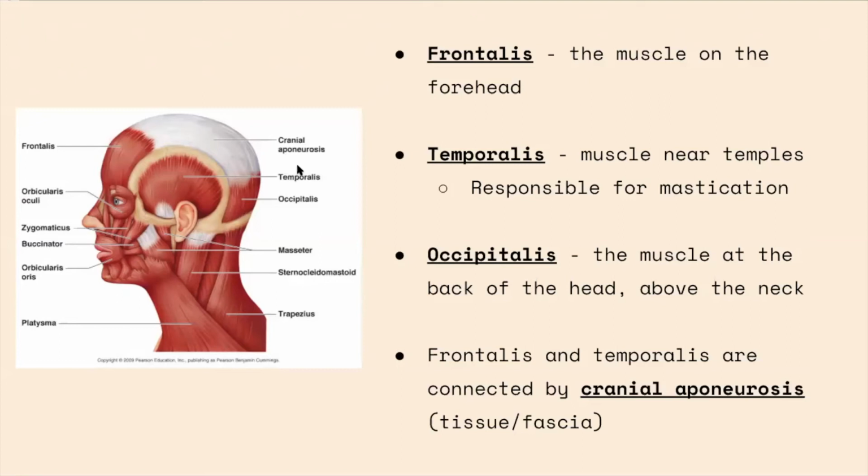And the frontalis and occipitalis are connected by the cranial, I'm going to mess this word up, aponeurosis, which is basically tissue or fascia that is connecting your forehead to the back of your head. Do you see that? It's red near the frontalis and red near the occipitalis, but in the middle it's kind of white. That's the cranial aponeurosis. It's basically this tissue that's connecting the front of your head to the back of your head.